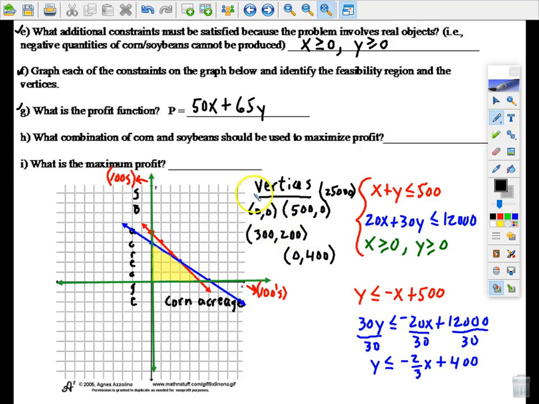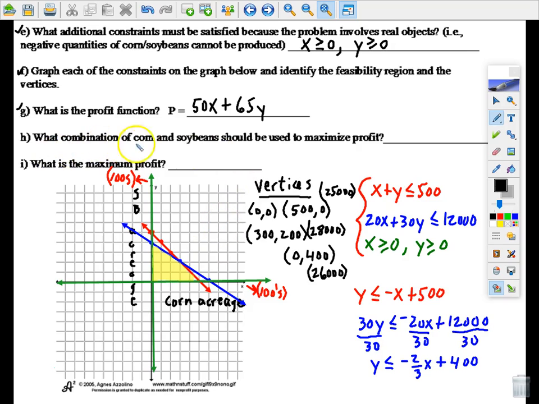Okay, so for 300, 200, X is 300 and Y is 200. That's 28,000 for P. And then for 0, 400, all we need to do is 65 times 400. And that's 26,000.